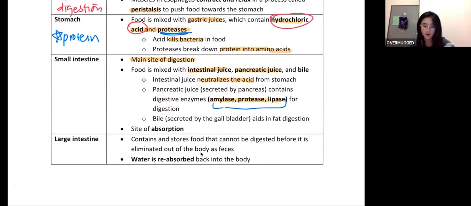And then last one, you have this thing called bile. Bile is not really a juice. It is just something that helps in fat digestion. We'll come back to that a little bit later. But it helps fat digestion. It is not an enzyme. So take note, bile is not an enzyme. It does not digest the fat. It just helps.